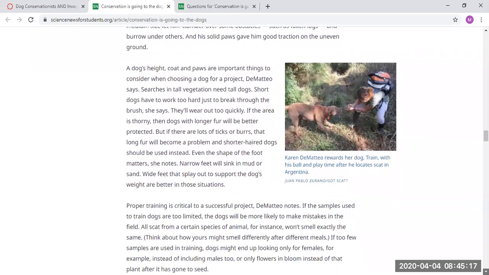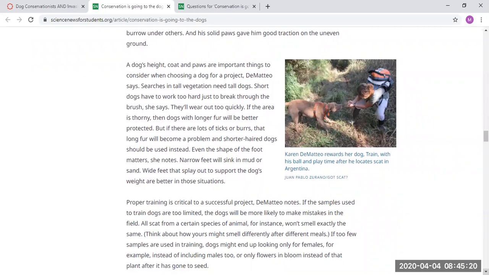A dog's height, coat, and paws are important things to consider when choosing a dog for a project, De Matteo says. Searches in tall vegetation need tall dogs. Short dogs have to work too hard just to break through the brush, she says. They'll wear out too quickly. If the area is thorny, then dogs with longer fur will be better protected. But if there are a lot of ticks or burrs, that long fur would become a problem, and shorter-haired dogs should be used instead. Even the shape of the foot matters, she notes. Narrow feet will sink in mud or sand. Wide feet that splay out to support the dog's weight are better in those situations.